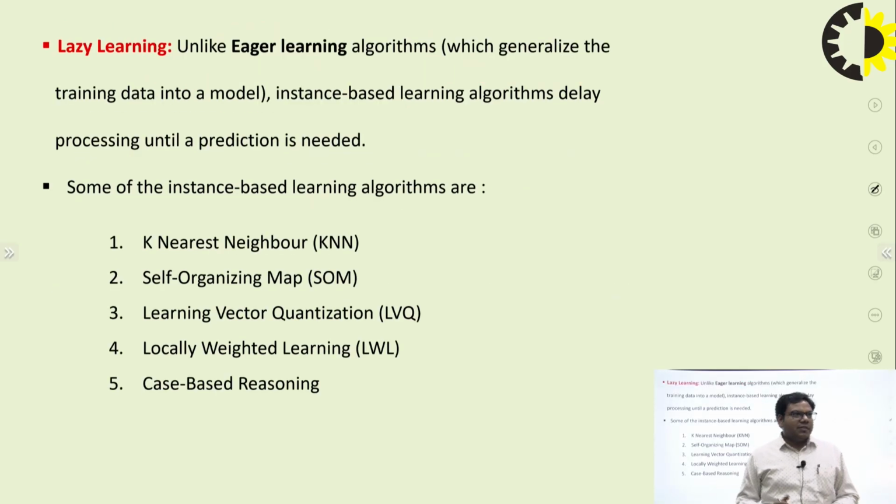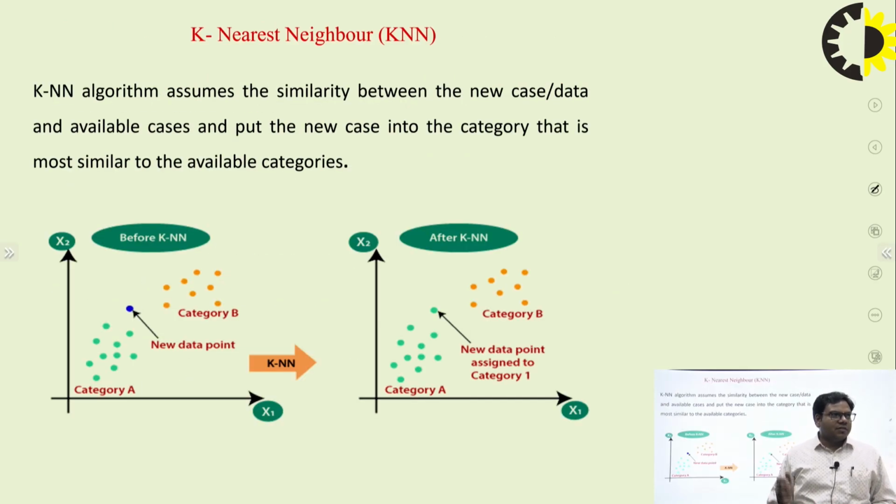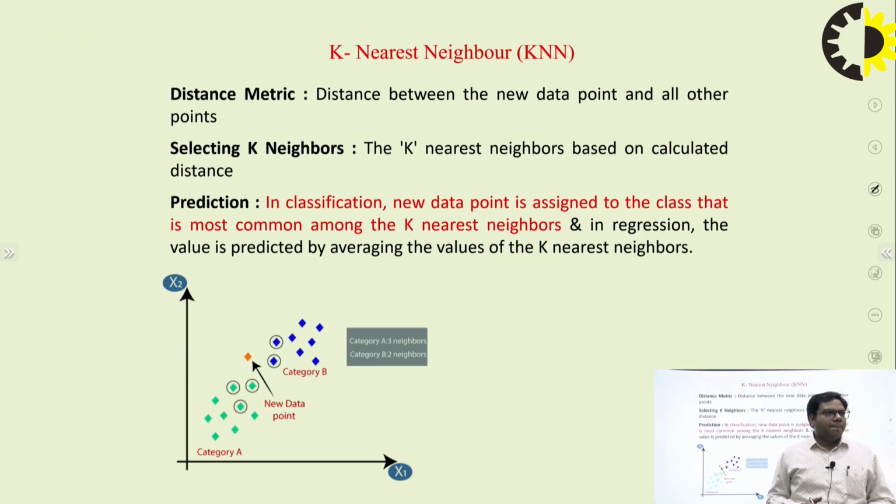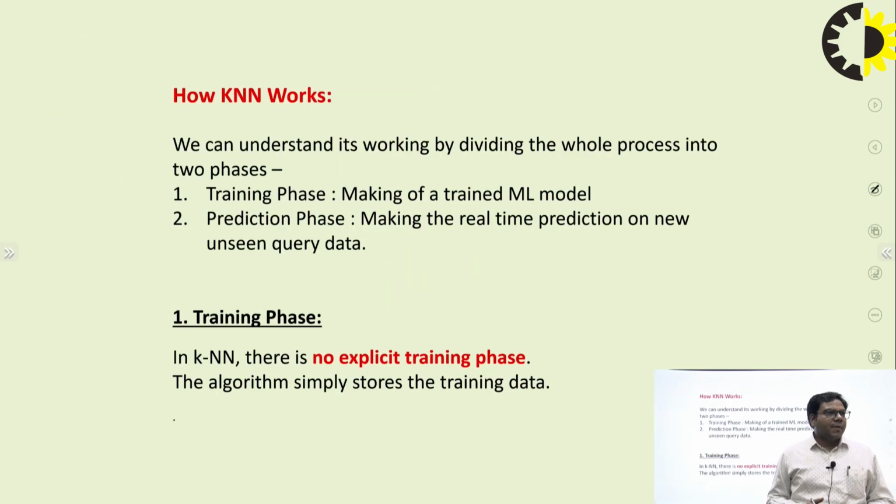So if we understand this whole thing, there can be two phases. Generally, for any ML algorithm, there are two phases, the training phase and the prediction phase. But in the case of KNN, there is no explicit training phase happening. There is no model being prepared.